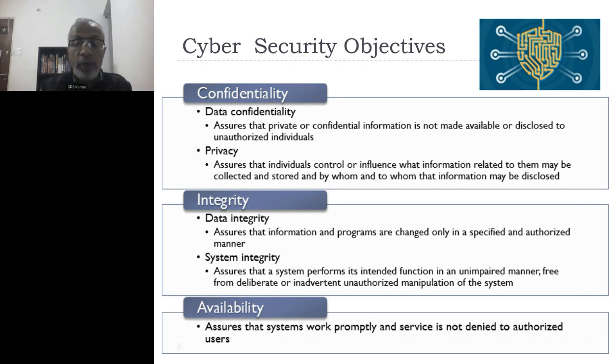Then we look at availability, that is assuring that the system works properly and service is not denied to authorized users. So when we look at an ATM machine, when we want to withdraw a particular amount of money, if the ATM machine is not able to deliver that particular service, then we say that it is not available at that particular point of time. So the three objectives play a very important role. We can see that we can add authentication and access control to this list.